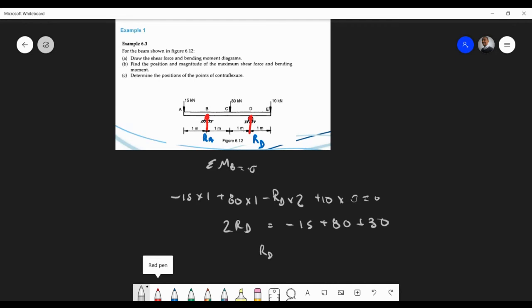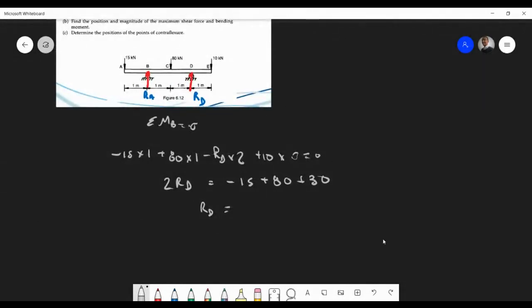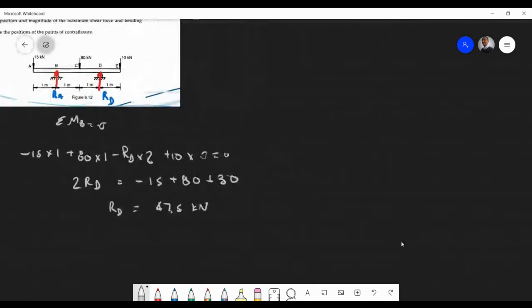Can you guys solve RD for me quickly? What is RD? 47.5. Fantastic, right? I hope you guys have to do this. So let me tell you something about shear force and bending moment diagrams. If you get your reactions wrong, you're basically going to mess up the whole question. So it is your responsibility to make sure you get the right reactions. Wrong reactions, no marks. So very important.